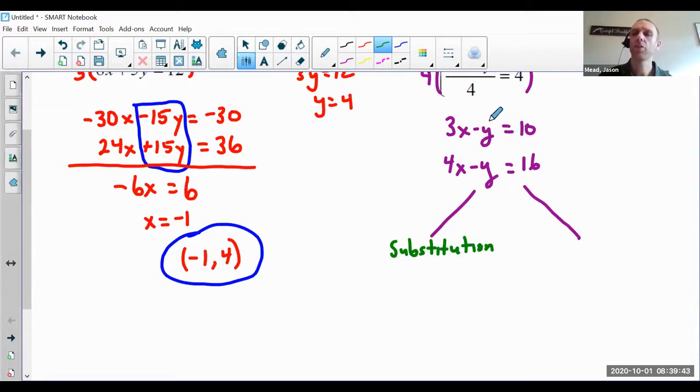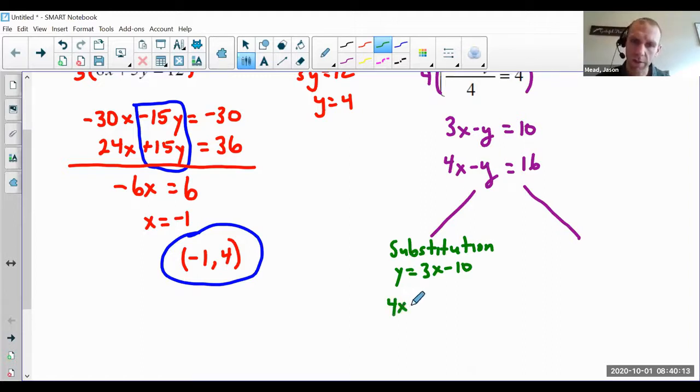By substitution, I'm going to get a variable all by itself and then substitute it into the other equation. Let's say I manipulate this first equation to get y all by itself. I add y over to this side, and I subtract 10 over to this side. So y equals 3x minus 10. What I can then do is take this y equals 3x minus 10 and substitute it into the y in the other equation.